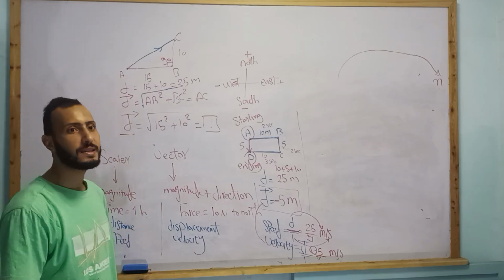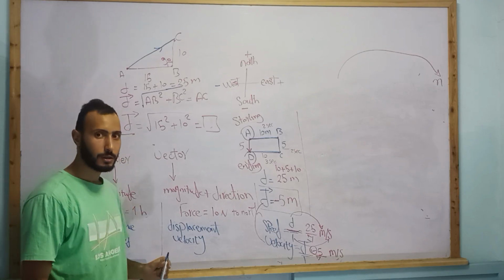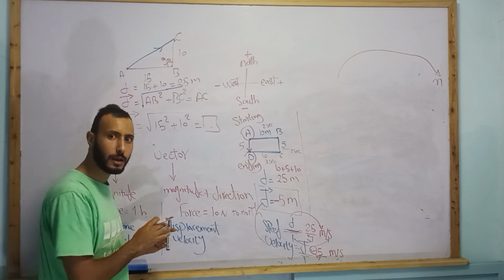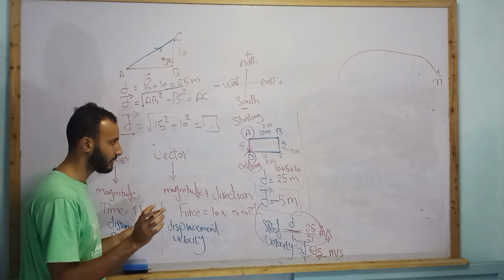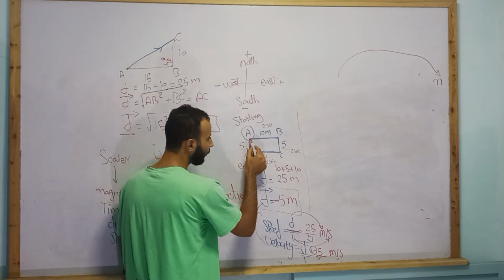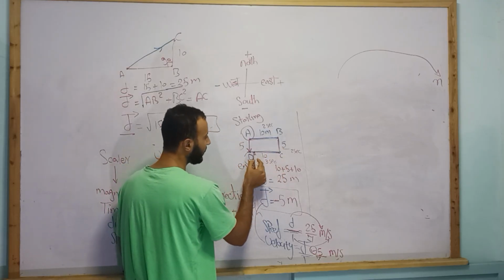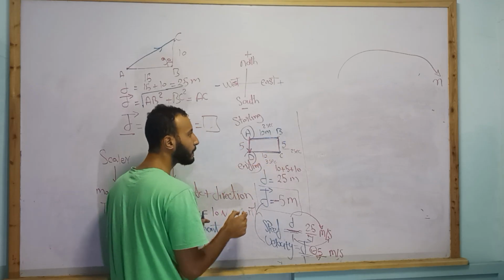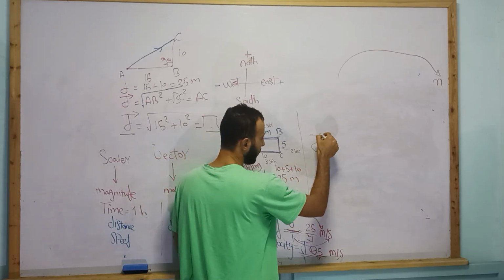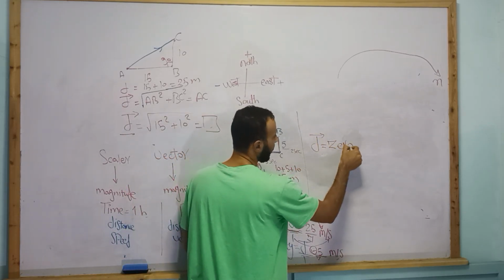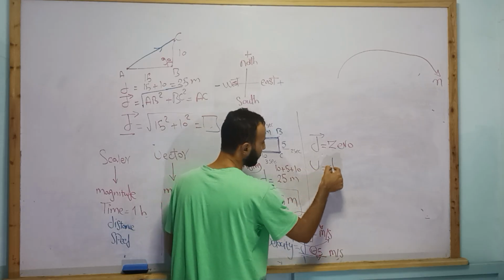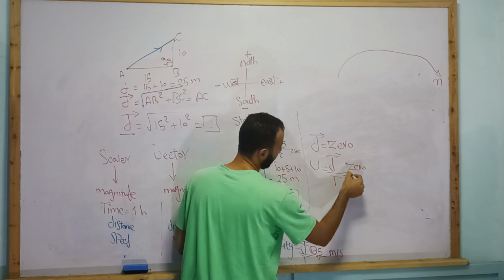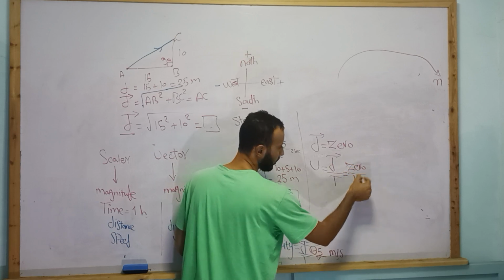Okay, and don't forget this information. If the person moved from the starting point to another point and then got back to the starting point, its displacement equals 0. What I mean by that? If the person here moved from A to B, then to C, then to D, and then got back to A, so its displacement in this case is equal to 0. And the same for the velocity, because velocity is the displacement over time. When the displacement is 0, 0 divided by any number will be 0.